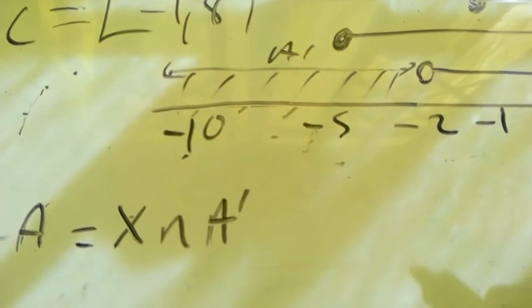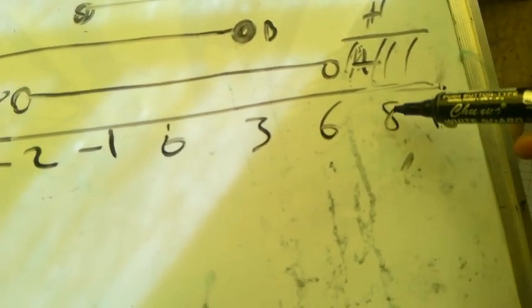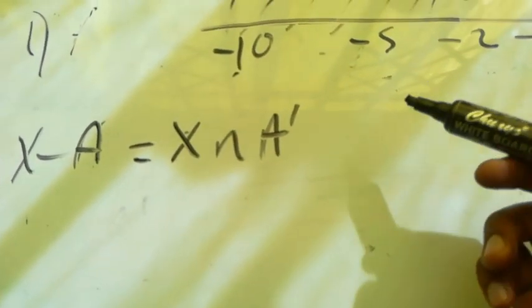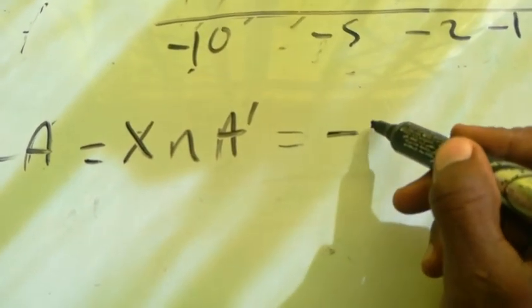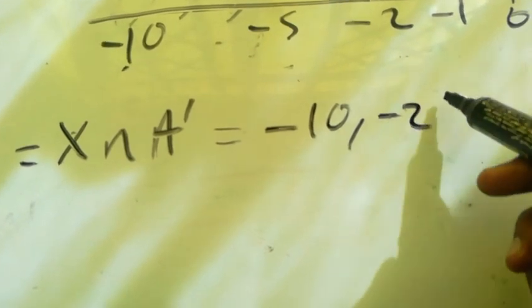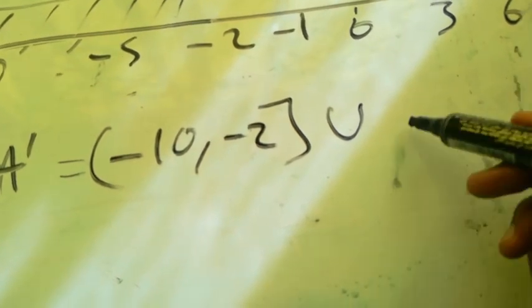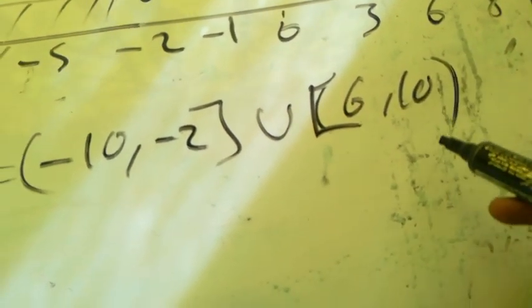This shows the intersection where these two meet. It means you're finding your intersection. So you've got your A complement here, which also extends to this side. Now where they meet with the universal set here, so that will be your intersection of X intersection A complement. So it also ranges from -10 to -2, which will be part of the set, and union we have 6 here, so it's part of the set to 10. So this will be your X intersection A complement.